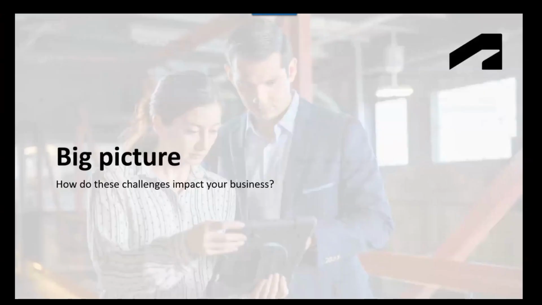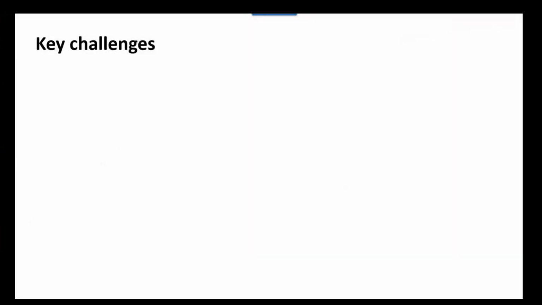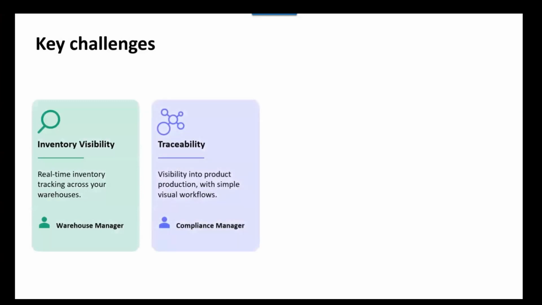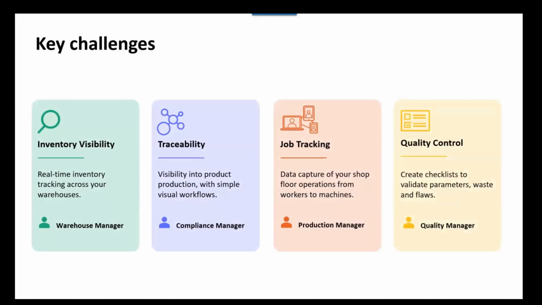Now, these inefficiencies and the lack of information is definitely a challenge, but how does it impact your business? Looking at the pain points, there are 4 key areas where we often see the biggest issues. Those related to visibility of their inventory, production traceability, job tracking, and quality control. These issues are impacting the work of your warehouse manager, compliance manager, production manager, and your quality manager.